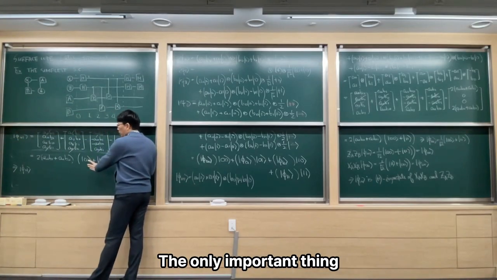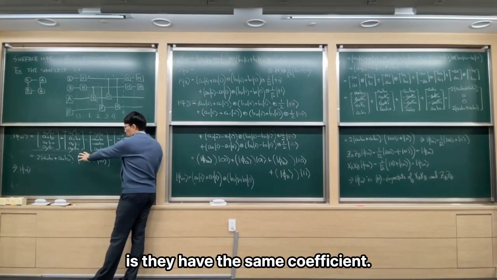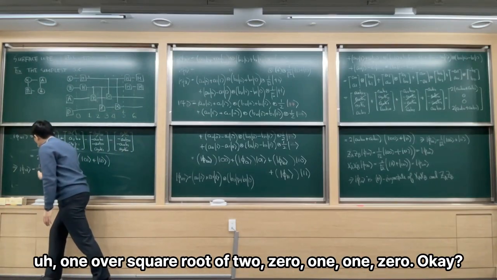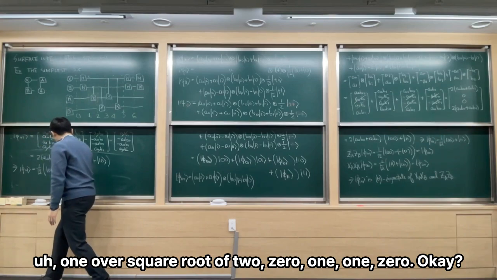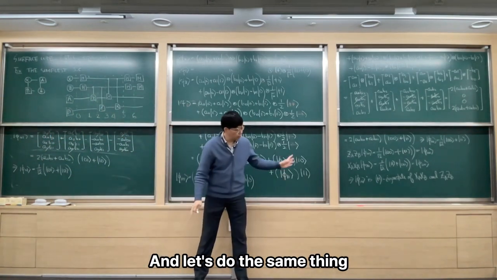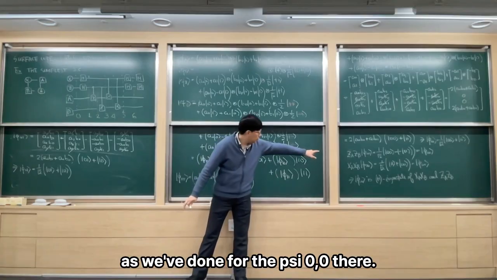The only important thing is they have the same coefficient. There are equal chances. The only way you can make it is 1 over square root of 2, (0, 1 plus 1, 0). Okay. And let's do the same thing as we did for the psi 0, 0 there.